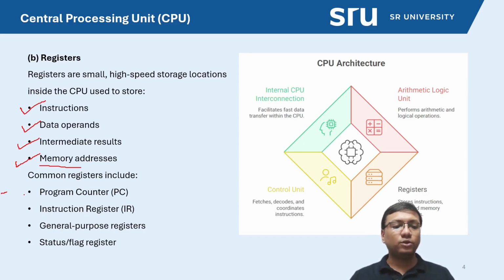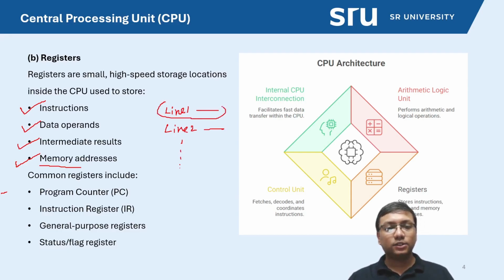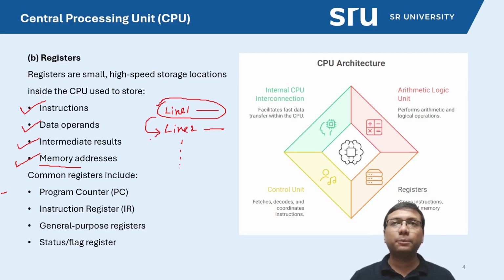Now some commonly used registers. So program counter. What is program counter? Program counter means whenever you have given some program to the computer, line by line the programs are getting executed. For example, this is line 1, this will be executed first, then line 2, and so on. Now when line 1 is getting executed, the program counter actually stores the address of the next instruction. So this is the role of the program counter.